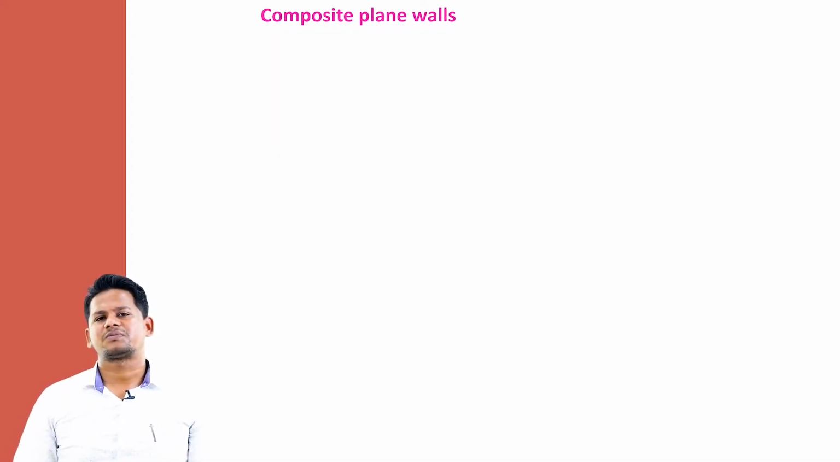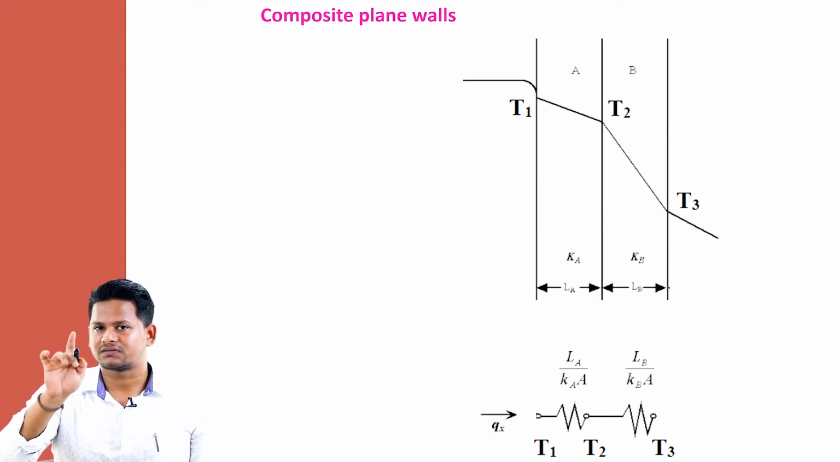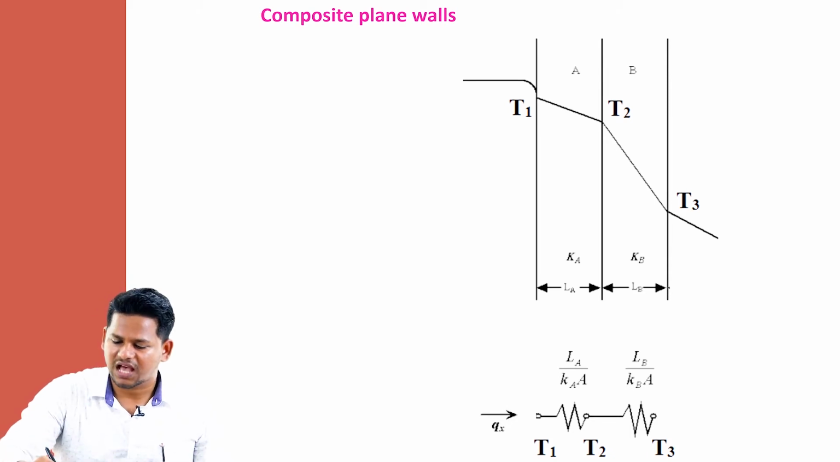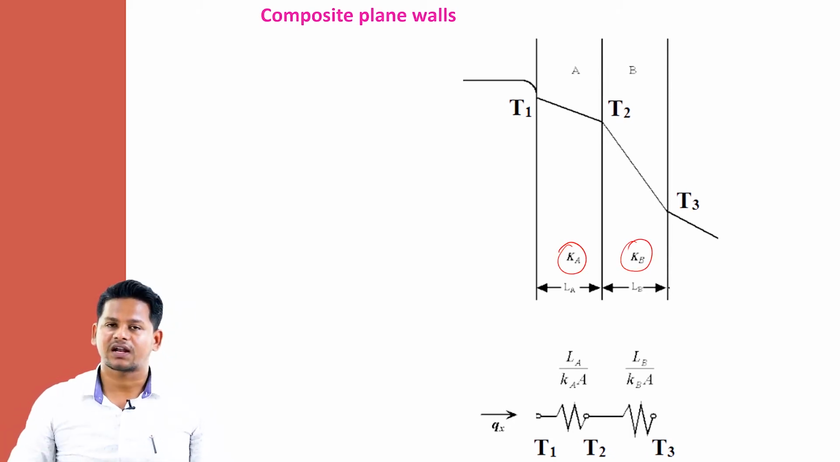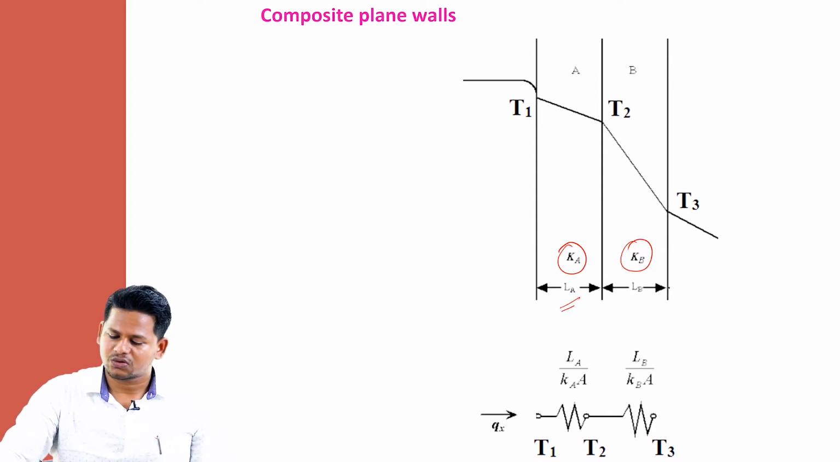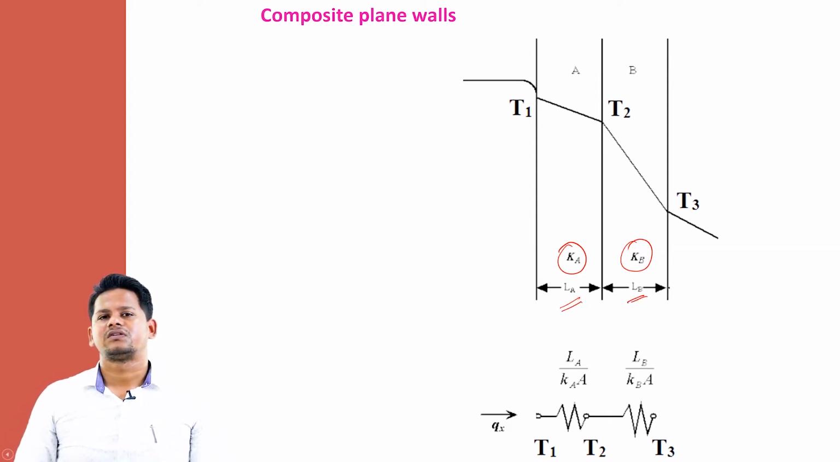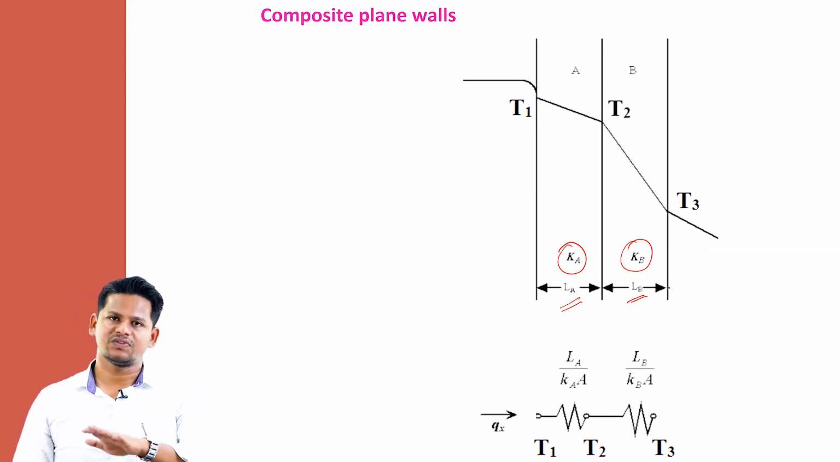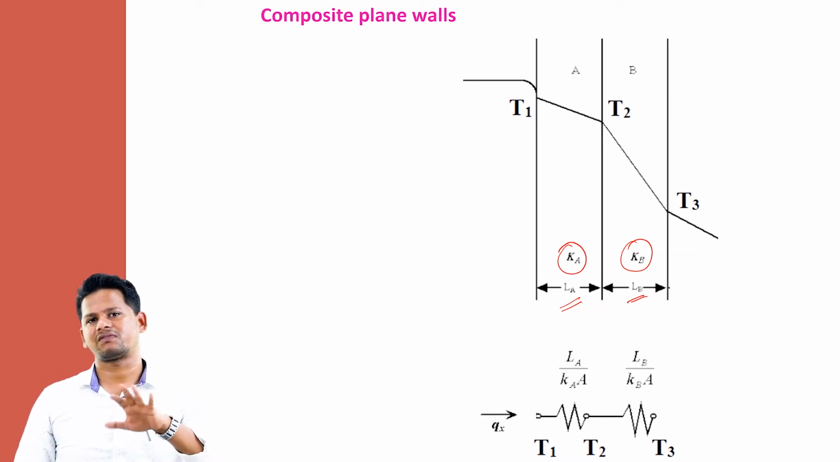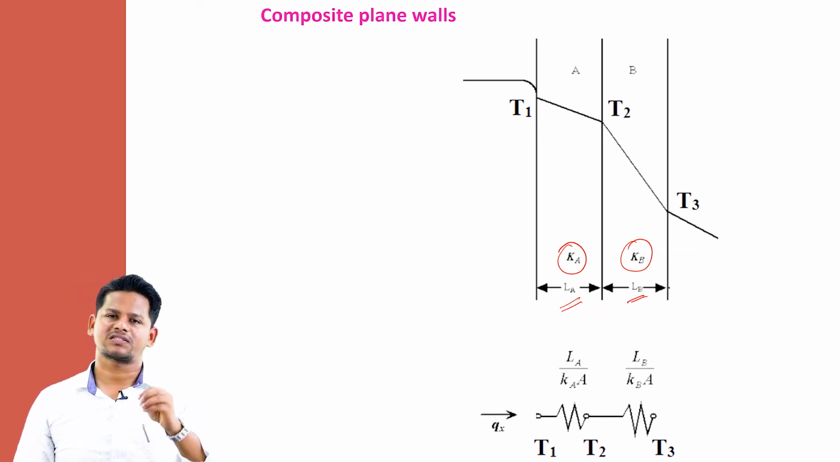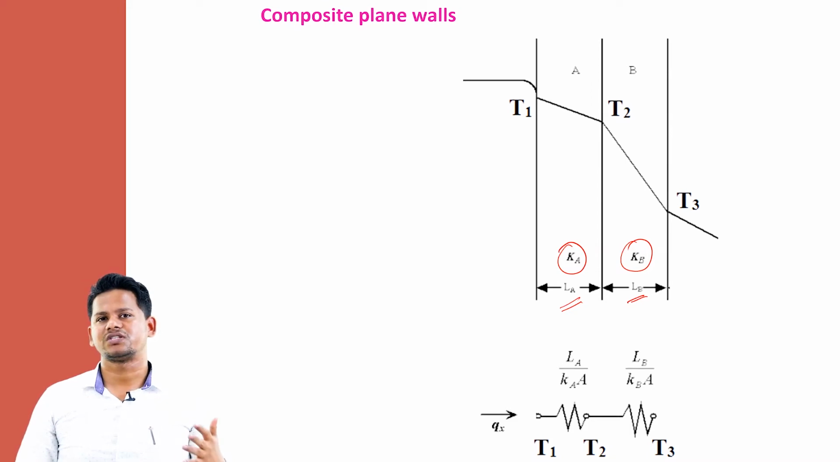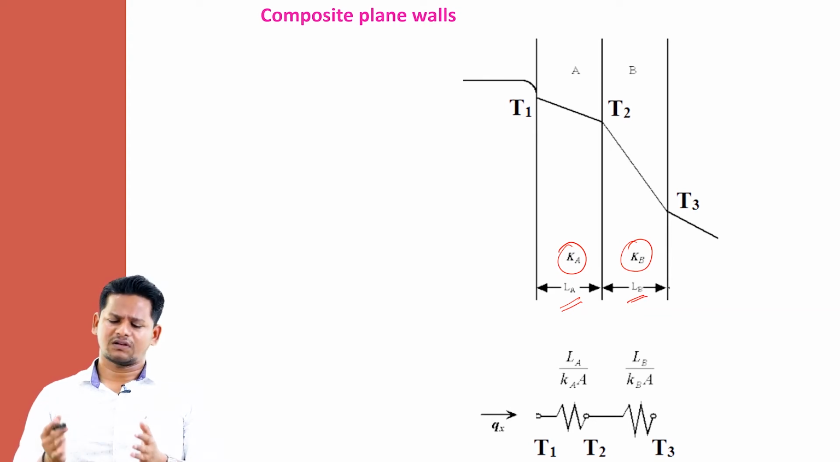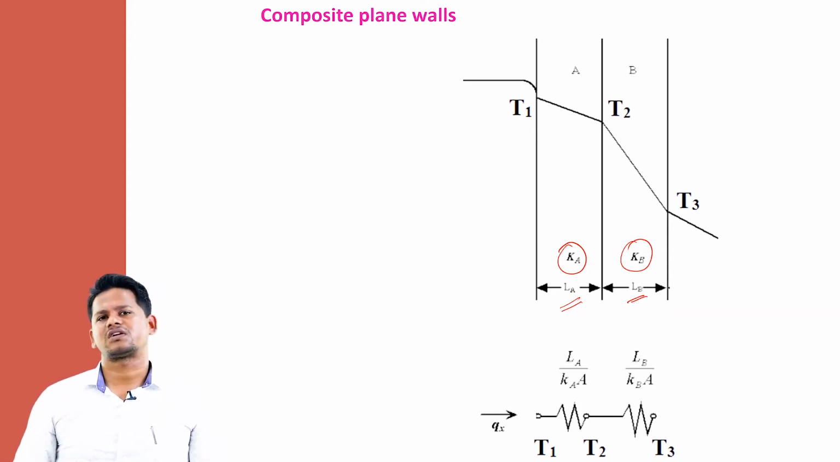The next very important topic is the composite plane wall. You see here, this is a composite plane wall. We have two materials, so it is not homogeneous. This one has a different thermal conductivity and that one has a different thermal conductivity, and the length also differs. In practical applications we have walls like this. We have only composite walls; we don't have any plain wall in different applications. Only simple applications have plain, homogeneous conduction walls. In most practical applications, as a thermal engineer, we need to focus on the composite plane wall.